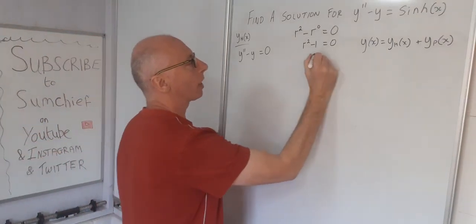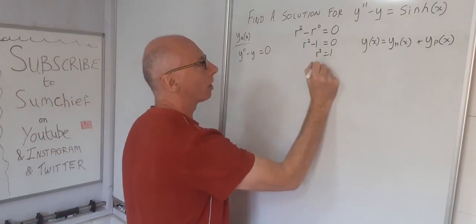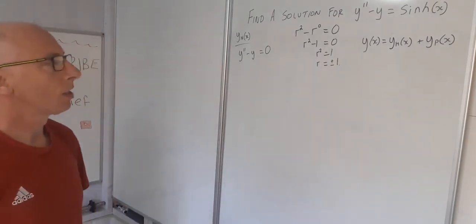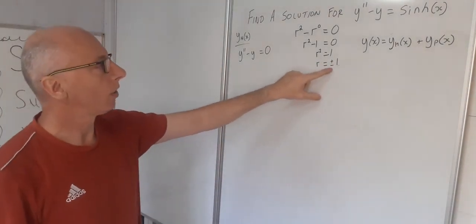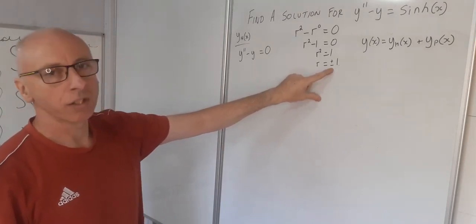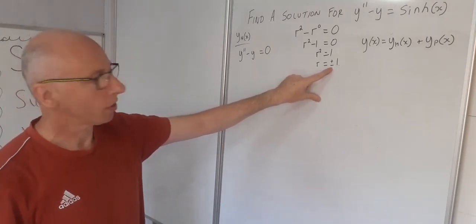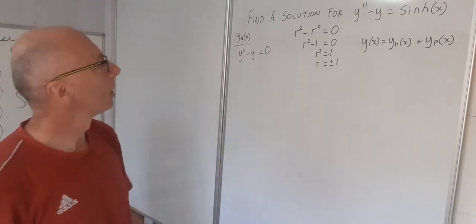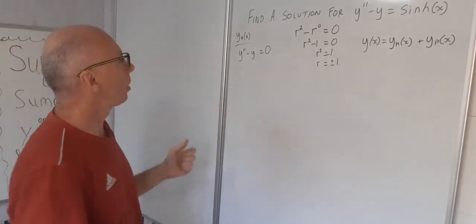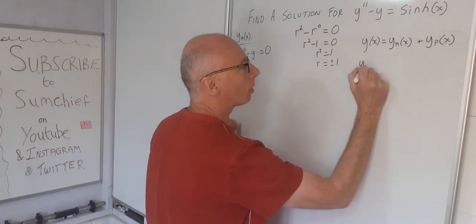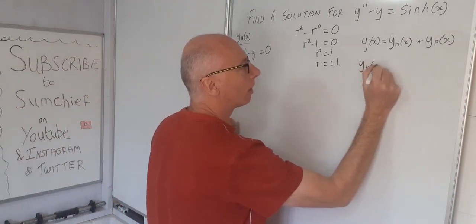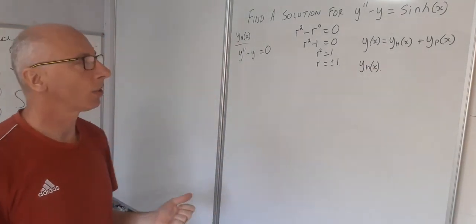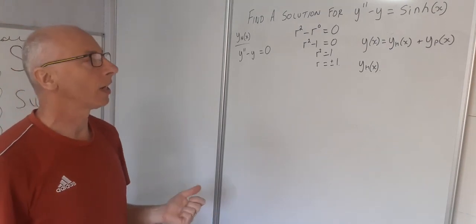Just simple algebra here, we know r squared equals 1, so r equals plus or minus 1. So we've got two different values of r, but the signs are different, sorry. So plus or minus 1, different values, but the absolute value is the same. So we could say our homogeneous solution here, we could use the exponential function, the cosine function, or the sinh function, or something like this.